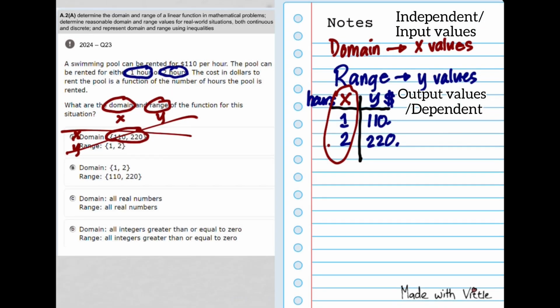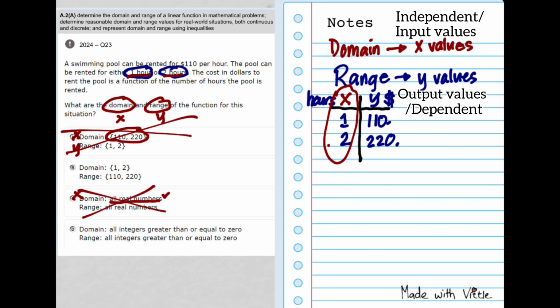Let's look at letter C. Most of the cases, domain x are all real numbers. That's true. But then in this case, which is a real life situation, a real world problem, it cannot be all real numbers because they specifically said it's just 1 hour to 2 hours.